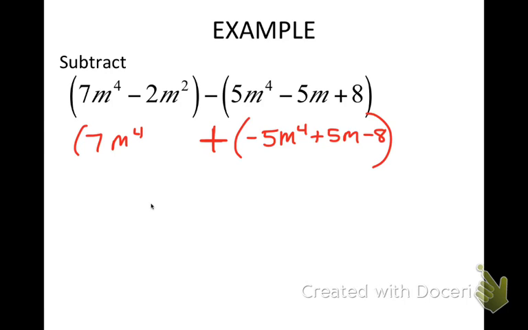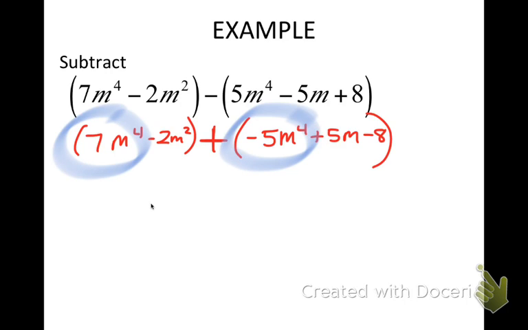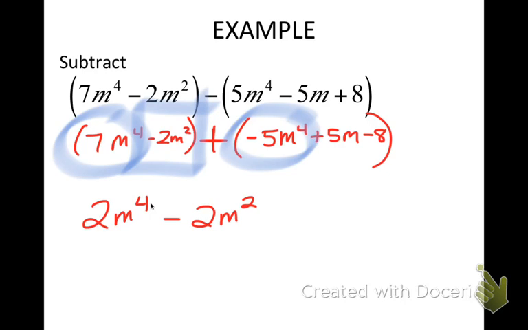So now I'm just going to add my 2 polynomials together. So 7m to the fourth plus negative 5m to the fourth is 2m to the fourth. And we got negative 2m squared. Do I have any m squareds over there? Nope, so just bring that down. Negative 2m squared, plus 5m minus 8. Good. So I end up with a quartic polynomial of 4 terms. That's my final answer.